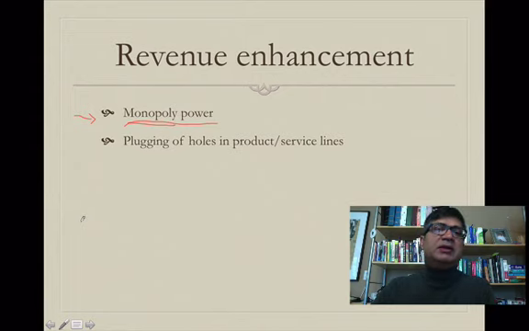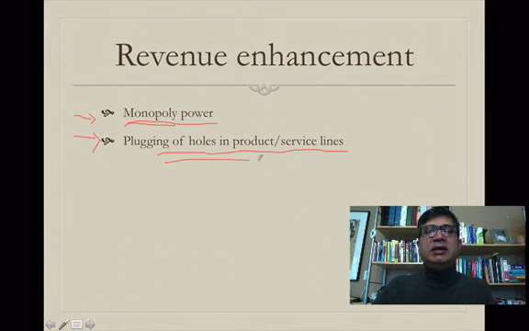Another counterexample is when the two satellite radio companies, Sirius and XM, agreed to merge. Most people would consider that the merger of Sirius and XM would result in a monopoly. However, the Federal Trade Commission, after studying that merger, declined to prevent that merger from occurring. Another potential source of revenue enhancement is the plugging of holes in product or service lines.